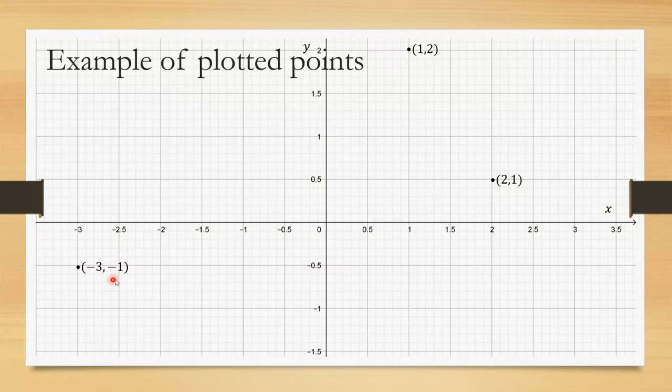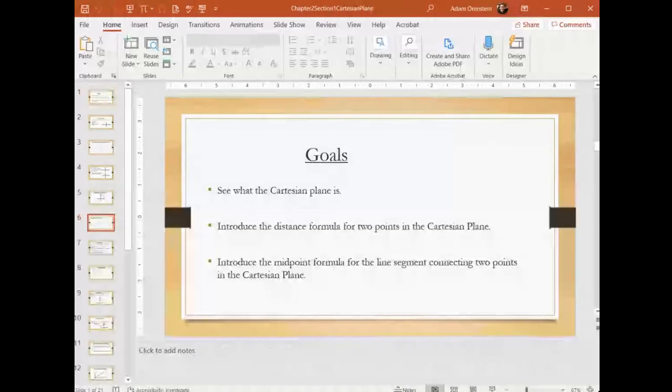What about this point here? Well, here we have to get to -3 on the x-axis. We have to locate it. It's going to be 3 units to the left.